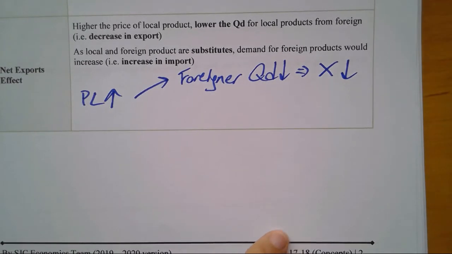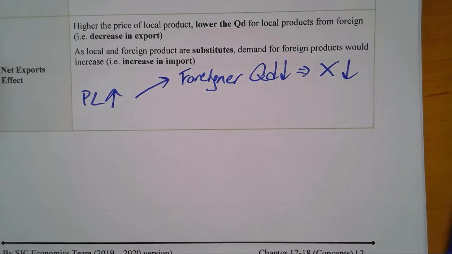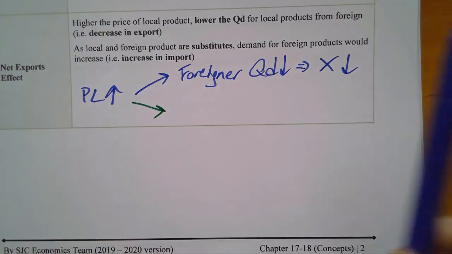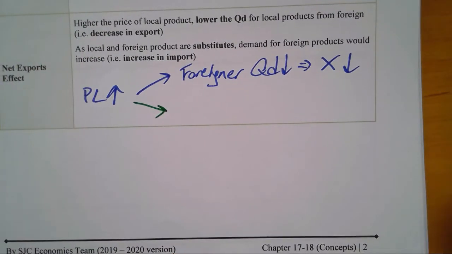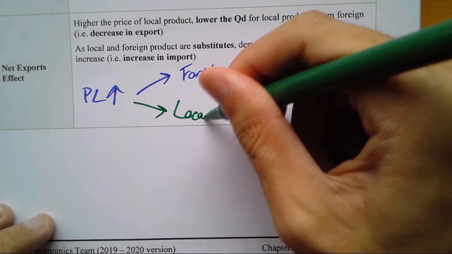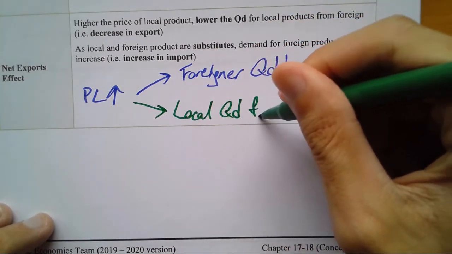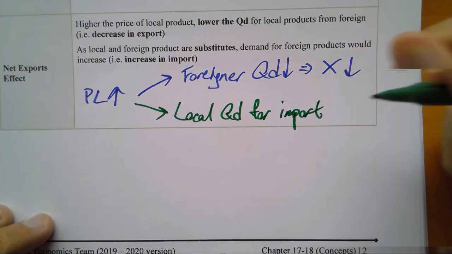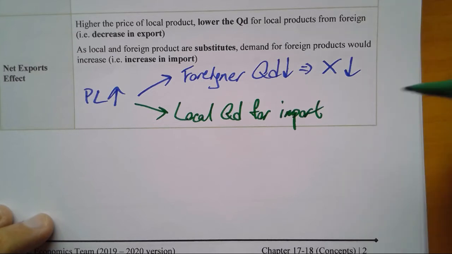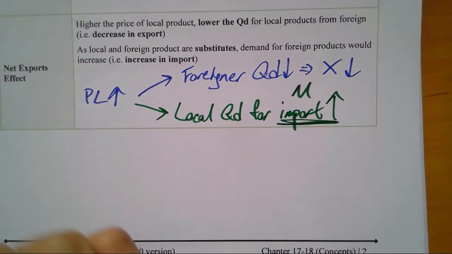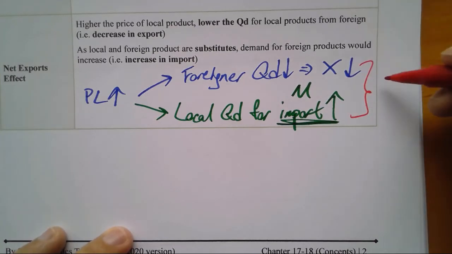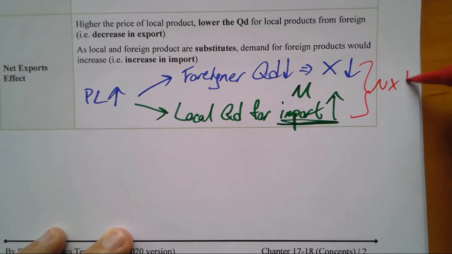Export would decrease. This is on one hand. On another hand, 另一邊啊, now what happens? 我哋啲嘢貴咗, local QD for import. 喂，我自己本地啲嘢貴咗，咁我買邊度啲嘢？買外國嘢咯。Okay, so import increases. Now, what does that mean? Together, they mean our NX would decrease.